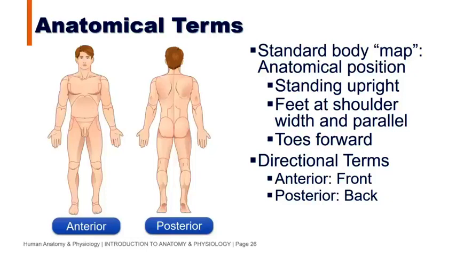The standard body map, or your anatomical position, is like in the photo wherein the man is standing upright, feet at shoulder width and parallel, and the toes are facing forward. Now I would like to introduce two directional terms. On the left side, you have anterior, where the man is facing in front, and then in the right photo, we have posterior, wherein the man is facing the back.